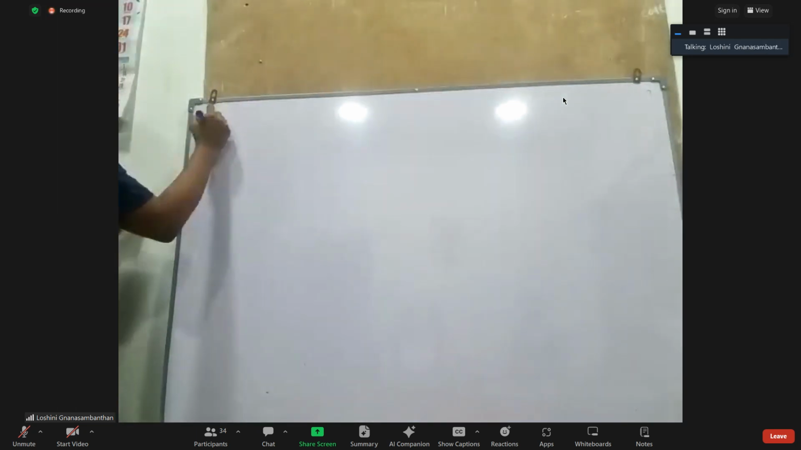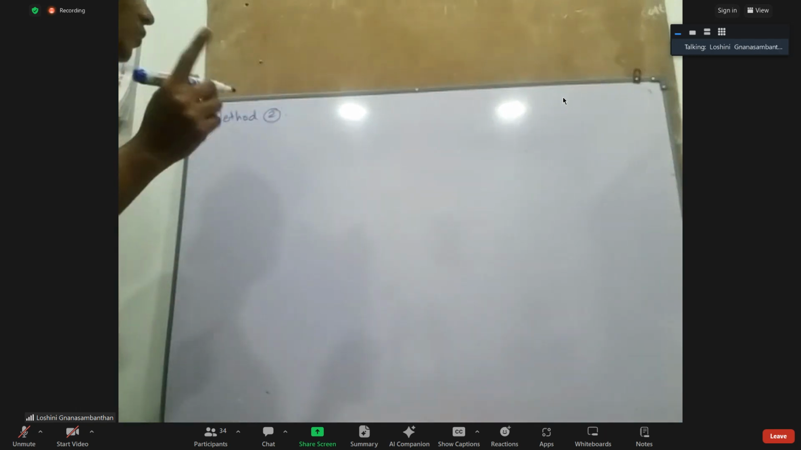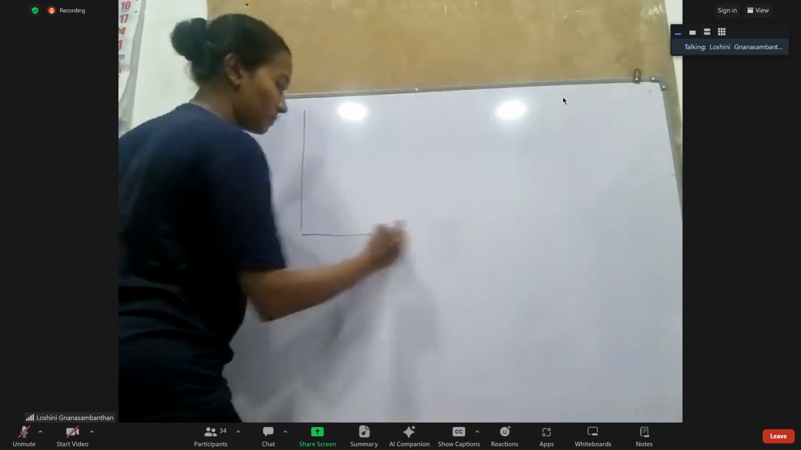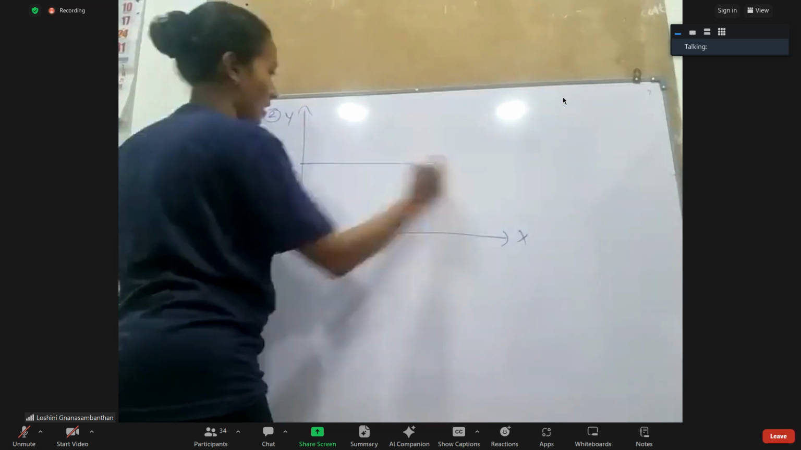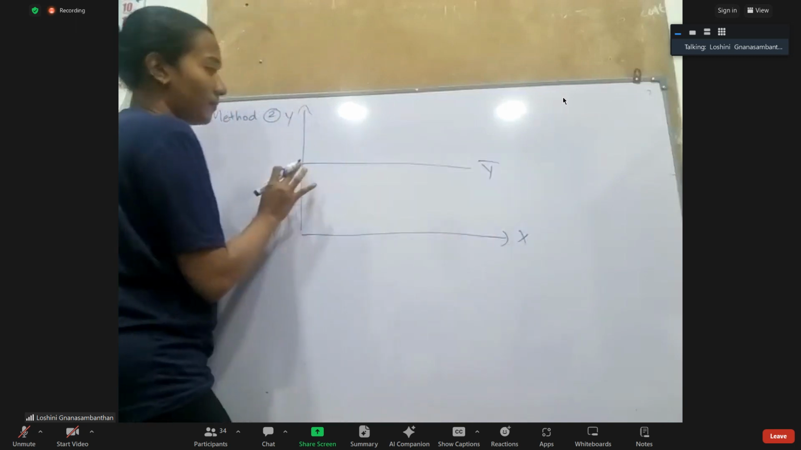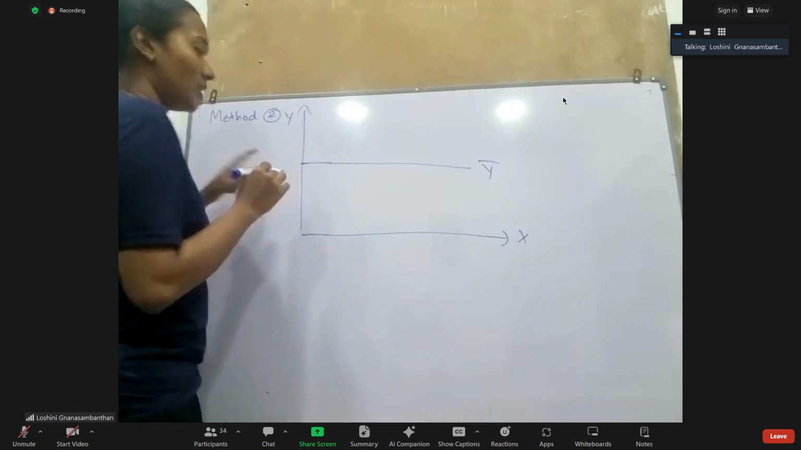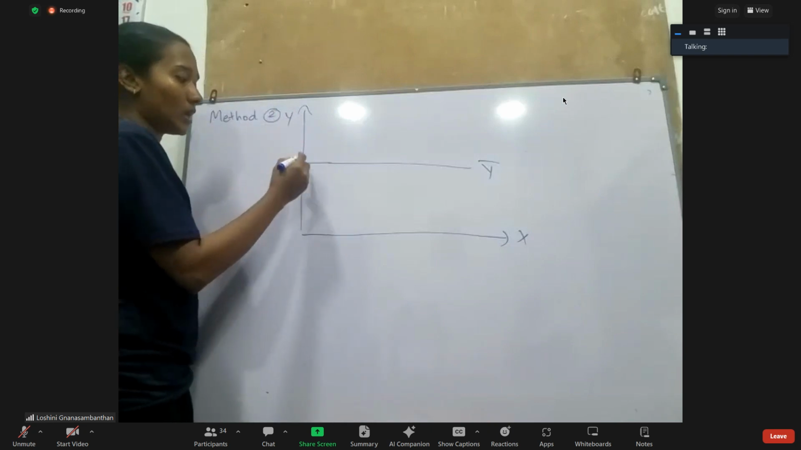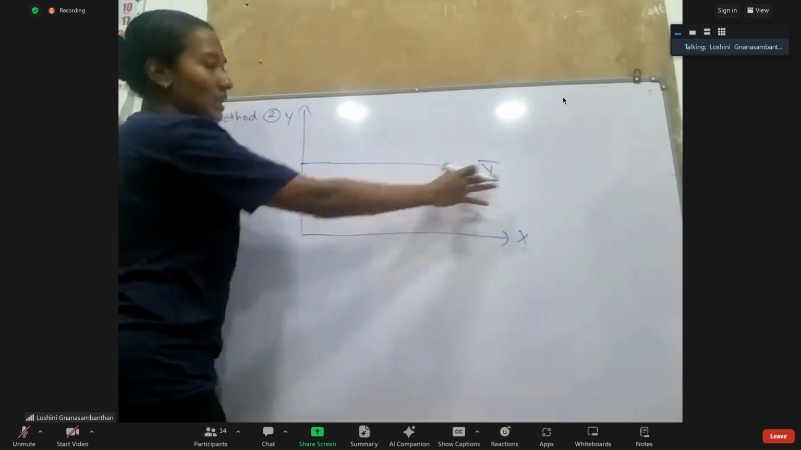Now there is a method to find beta 2 and beta 1. Right? Beta 2 and beta 1. So you know that in a graph, if you want to draw the y bar, okay, y bar will be one value. So that one value will be a horizontal line.